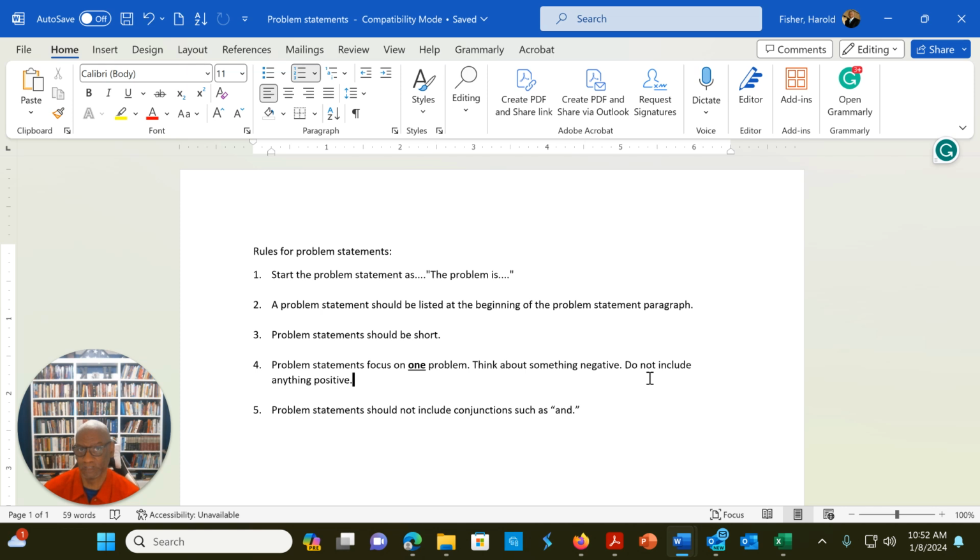If you put a conjunction in your problem statement, I'm going to kick it right back to you, or deduct points depending on when I can catch it. If I can catch it early, then I'll send it back to you and tell you how you need to rewrite this problem statement. You're trying to put too much into it. You want to keep it short, straight, simple, sweet, to the point.